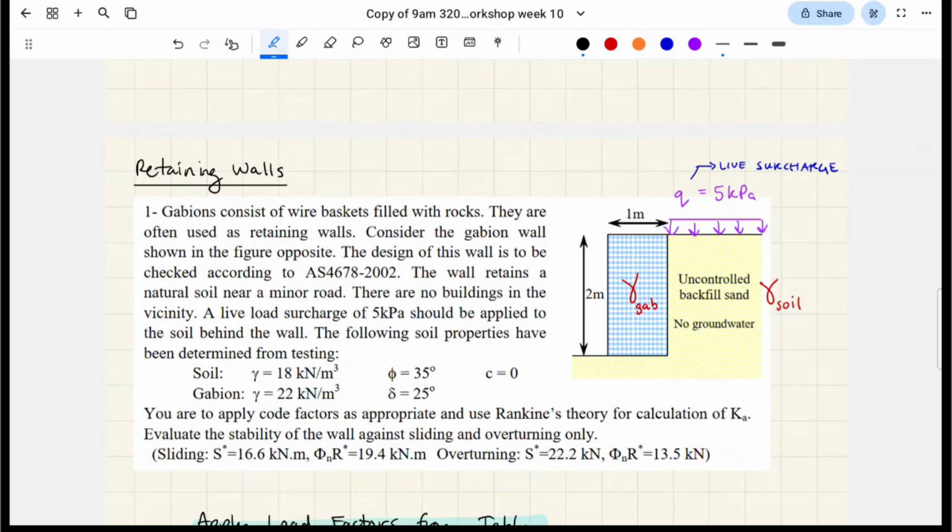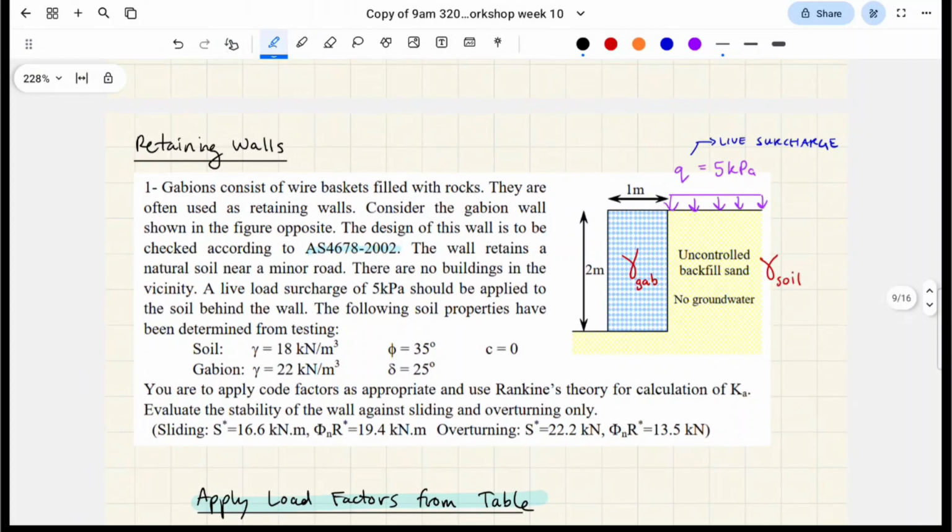Retaining wall. Yes, exactly. AS 4678, right? Yeah. We're going to be using the partial method in this question, right? Okay. Let's read the question carefully. So it's a gabion wall, which is just a type of gravity retaining wall, essentially, right? But it's a bunch of rocks stuffed in a cage, right? Yep.